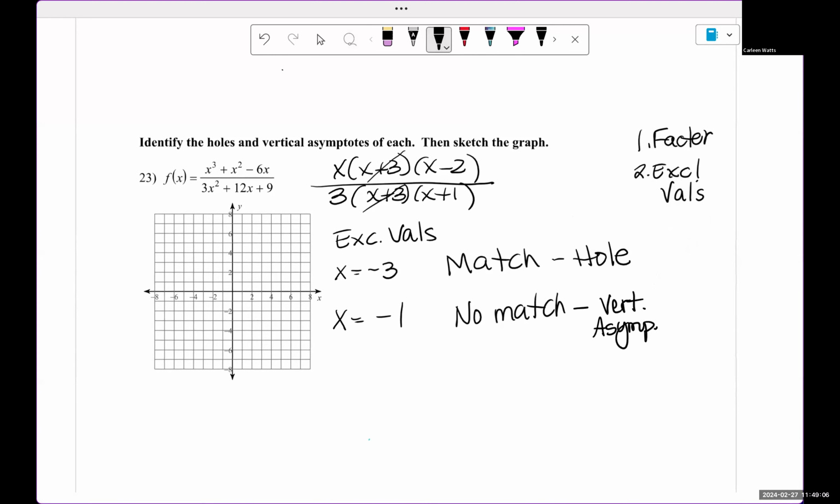Are there horizontal asymptotes? Yeah, we're not talking about that right now. Vertical asymptote. So for me, that's what you're saying. Match, hole, match, hole, no match, asymptote. Actually, it's a vertical asymptote. And that's it.